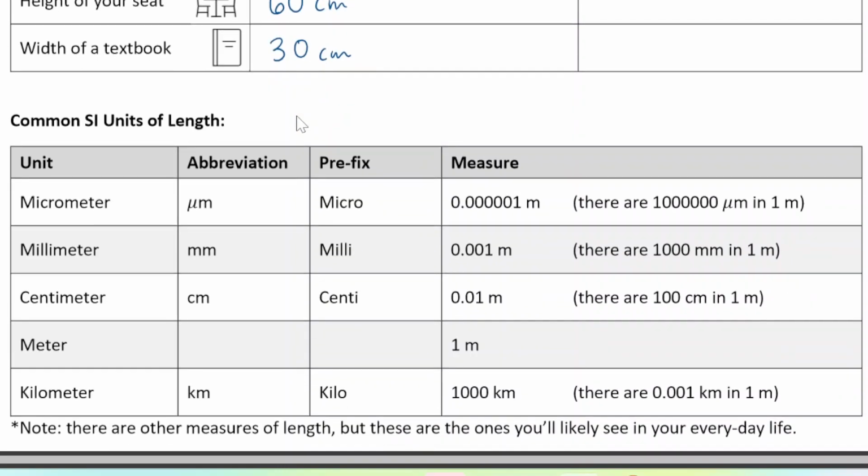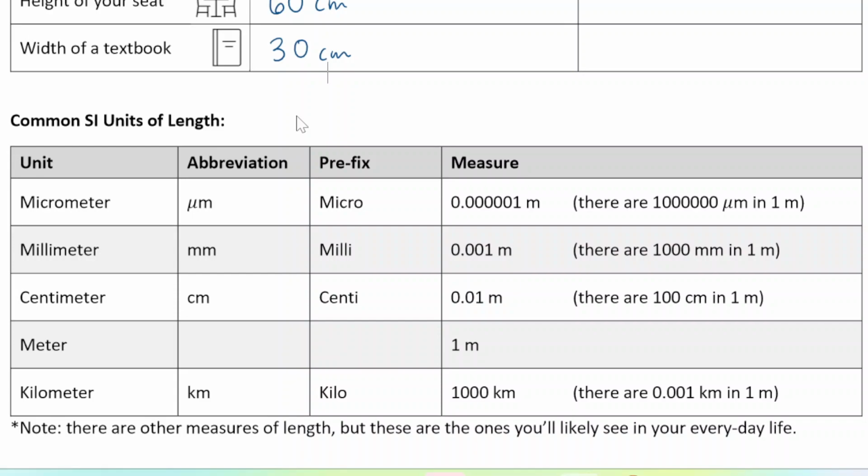Common SI units of length. These are standard units of length that we typically see in your everyday life. So let's go through them. The base unit here is meter, and then everything is based off of that. So let's get larger first. If you want to get larger than a meter, you would use kilometer. Kilo means 1,000, so there's 1,000 meters in a kilometer.